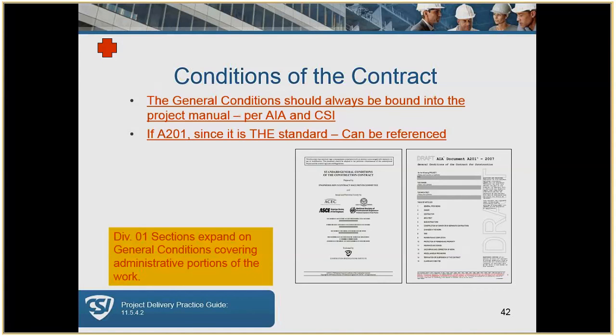So we've gone over in detail the A201 and the contractual responsibilities of the AE, the owner, and the GC, and the whole tri-party agreement. Keep in mind that CSI and AIA recommend that pre-printed general conditions be included to ensure that the bidders fully understand the contractual requirements that will be implemented. Or like I said, more common ones like the A201 can be simply referenced. This alleviates any misconceptions about the contractual requirements and facilitates the contract signing and award at a much faster pace.